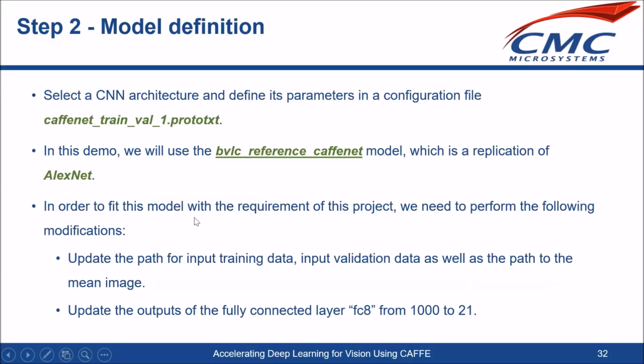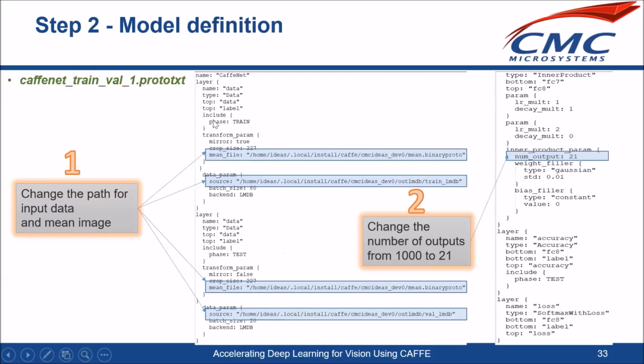So in order to fit this model with our problem, we need to update the input path for training data and validation data. We also need to change the number of classes that will be used, since the original model is trained on ImageNet, which is 1000 classes. We need to change the fully connected layer to 21 outputs because we have 21 classes in our problem. So these are the modifications.